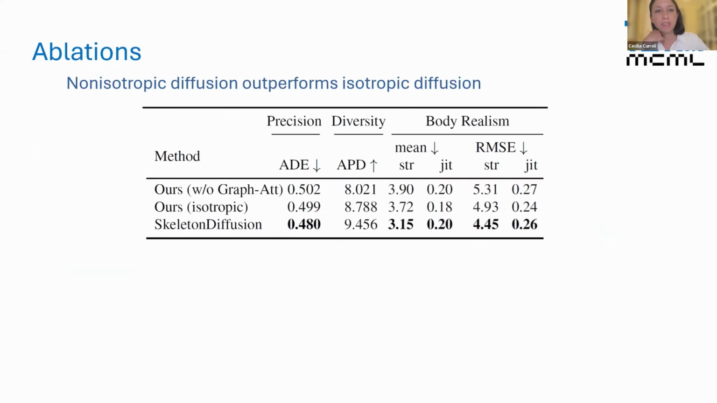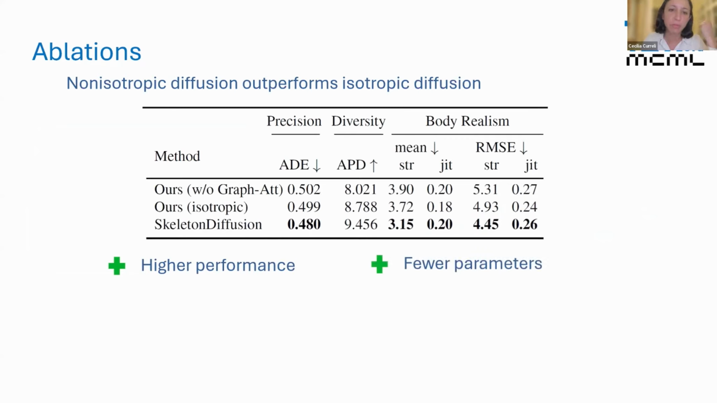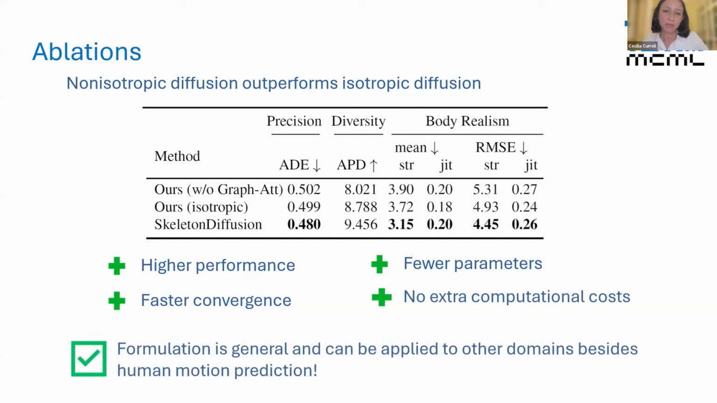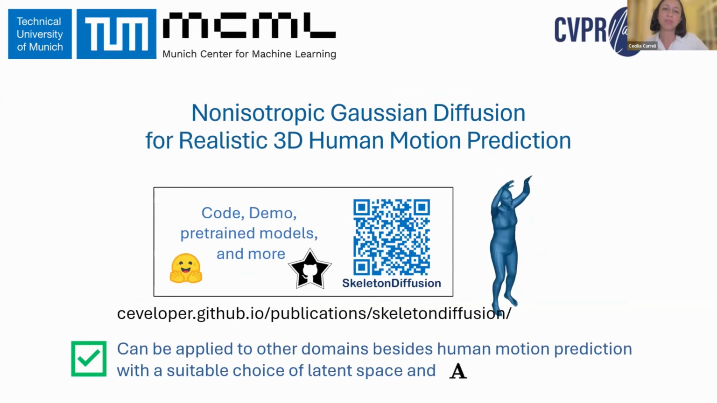This is interesting also beyond the domain of human motion prediction. In our ablation, we ablate our non-isotropic Gaussian diffusion against the isotropic counterpart. And we see that it outperforms the conventional isotropic one with a series of advantages. Not only higher performance, but this is achieved with fewer parameters, fewer iterations, and comes at no extra computational cost. The nice news is that the non-isotropic Gaussian diffusion formulation is not restricted to humans or human motion prediction. It can be applied to other domains by suitable choice of adjacency matrix, for example, and latent space. This is everything that I wanted to share with you today.